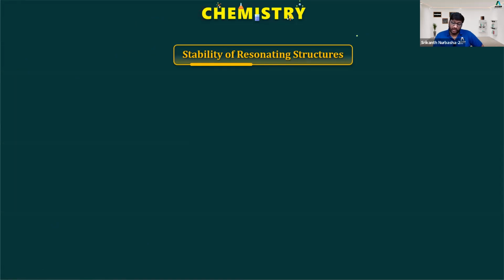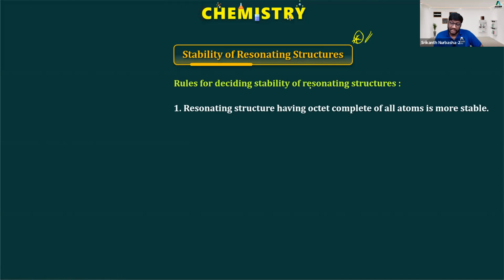So stability, this is what I'm talking about. Stability of resonating structures. So, rules for deciding stability of resonating structures. A resonating structure having octet complete for all atoms. If all the atoms contain octet electronic configuration, of course except hydrogen, because hydrogen can never have an octet, it will have only 2 electrons around itself, a duplet. Resonating structures having octet configuration for all the atoms, that is more stable.